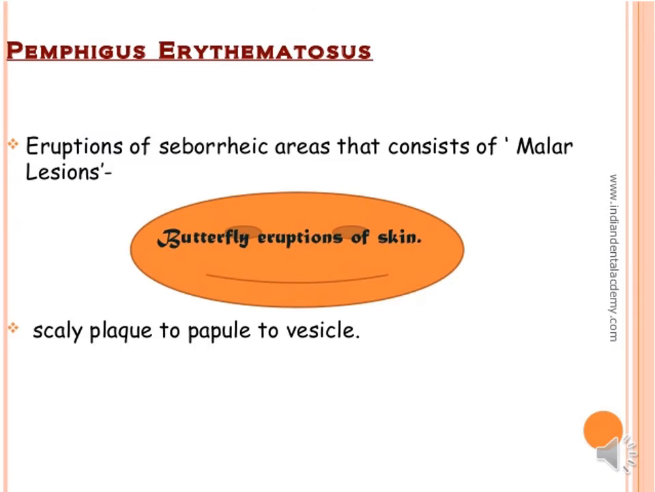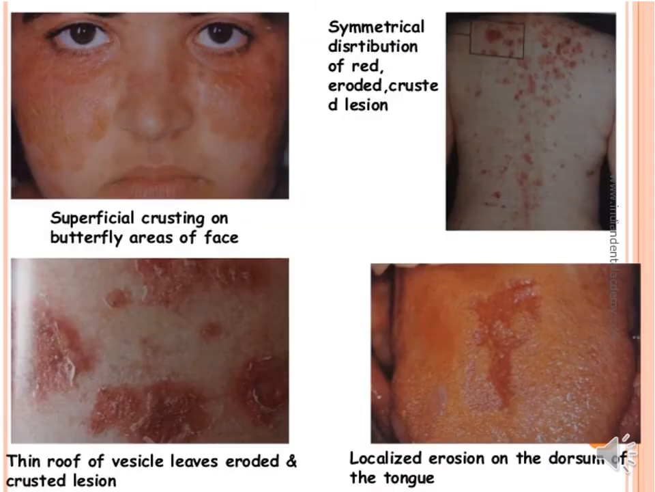Pemphigus erythematosus: eruption of the malar area that consists of malar lesions, a butterfly eruption of the skin, scaly, black to purple, or vesicles. This figure shows superficial crusting on the petal area of the face, a butterfly appearance of the face. An asymmetrical distribution of red crusted lesions.